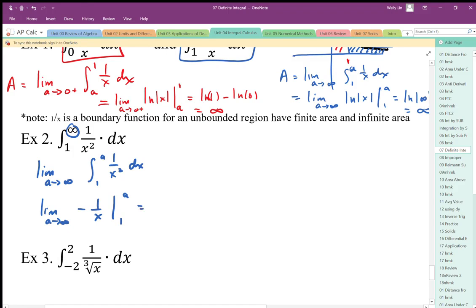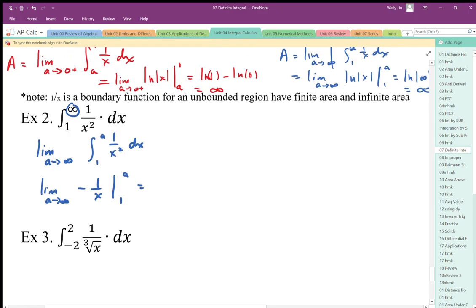And then I can just evaluate this by applying my limit. It becomes negative 1 over a, which is going to infinity, minus negative 1 over 1. That works out to be 0 minus negative 1, which is 1. So the area underneath this curve, I'll just sketch it out, the 1 over x squared curve from 1 to infinity, this area happens to be 1 unit squared.